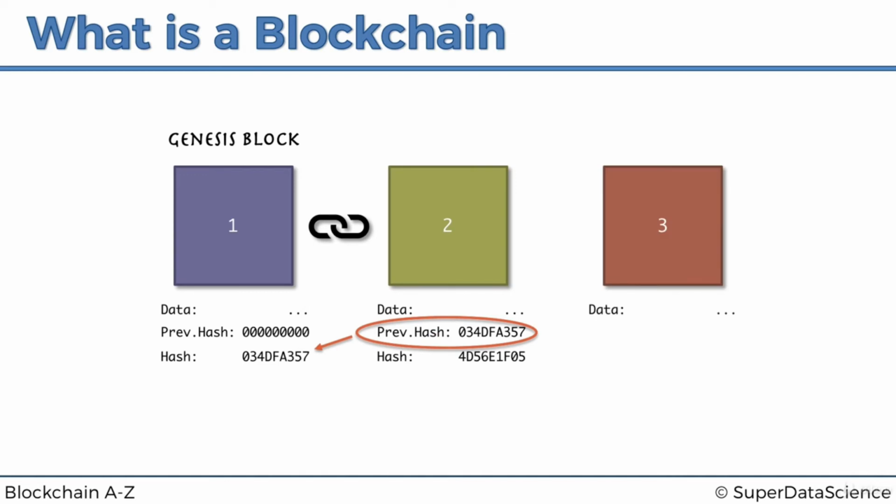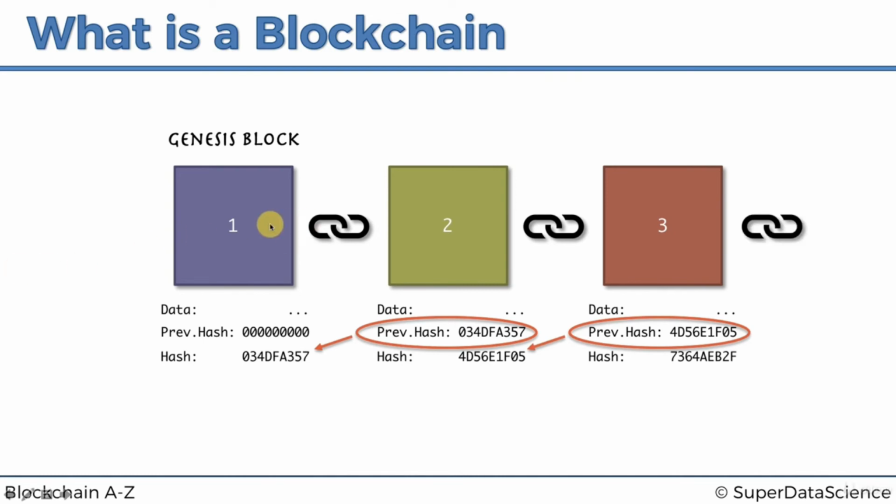And then again, block number three has data, the previous hash, and its own hash, and it's linked to the previous one, and so on. So again, conceptually, we can see that if anybody were to tamper with any block, then the fingerprints would no longer match up, and the chain would be invalid. The chain would show that there's something wrong. And that's why we say that blocks are cryptographically linked together.